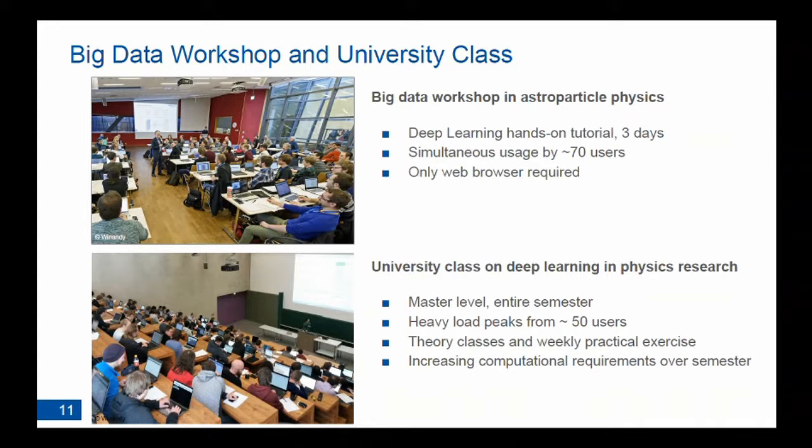the experiences we made, in a big data workshop and a university class. The big data workshop was in astroparticle physics and was held in January this year, and it was a deep learning hands-on tutorial for 3 days in Athens. We had roughly 70 users, and they only needed the web browser to execute all the examples and to work on some learning examples. The university class was on master level and ran for the entire semester, and there were about 50 users. They produced some heavy load peaks because everybody tends to start working on the exercises like a day or half a day before they have to be handed in. And these classes had increasing computational requirements over the semester.